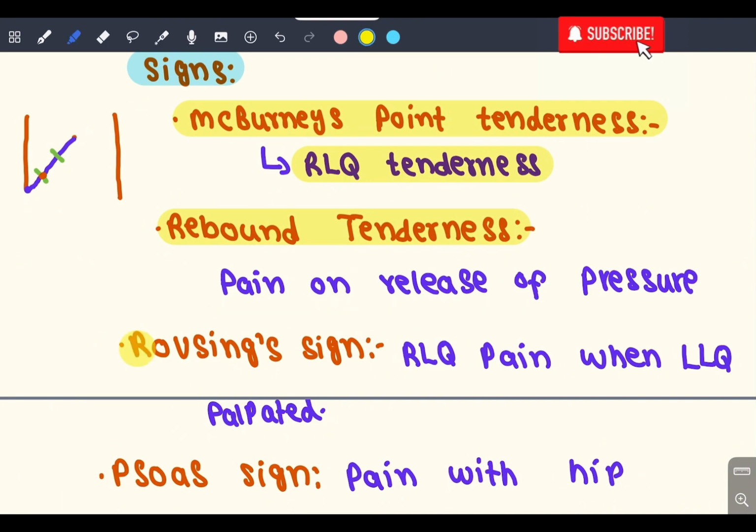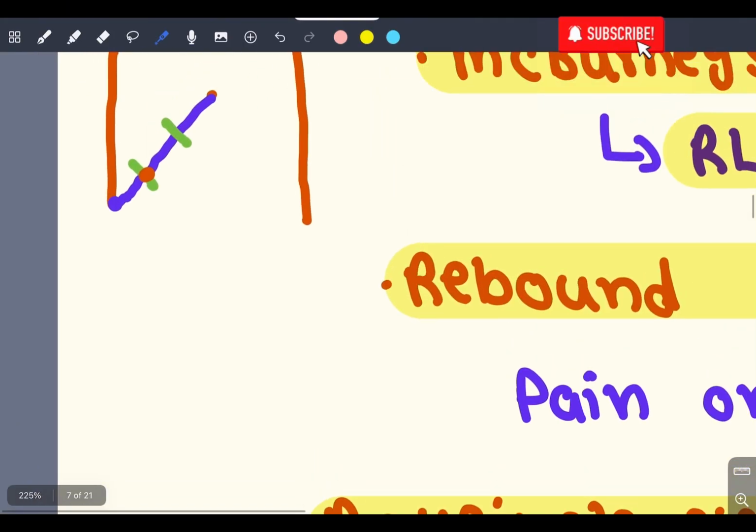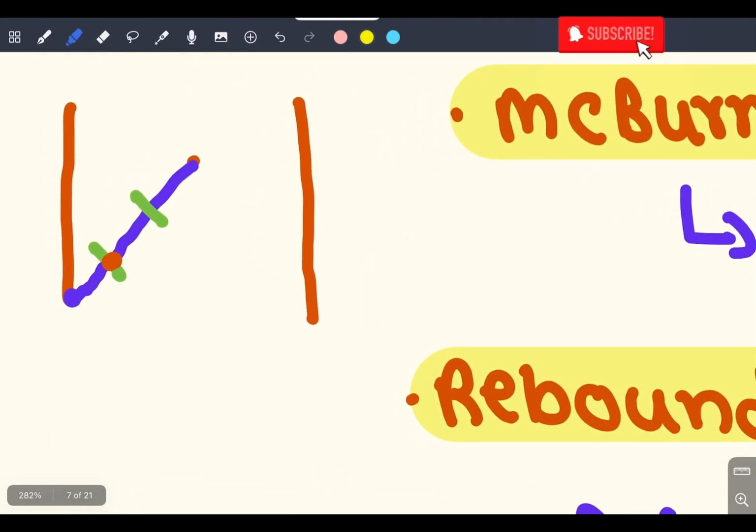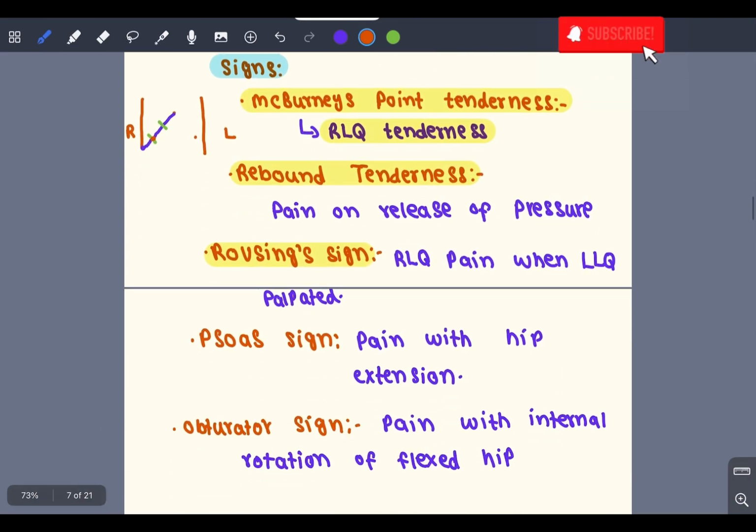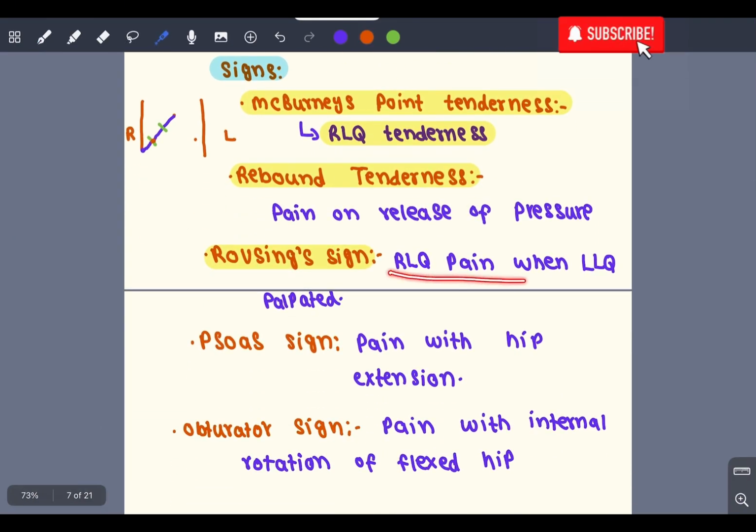Next we have the Rovsing sign. The Rovsing sign is right lower quadrant pain when the left lower quadrant is palpated. Let's see. This is the abdomen, this is the left side, and this is the right side. If we press this left side, the pain is actually felt on the right side. That is called the Rovsing sign. So when right lower quadrant pain occurs when the left lower quadrant is palpated, this is called the Rovsing sign. Then we have another sign, that is the Psoas sign.